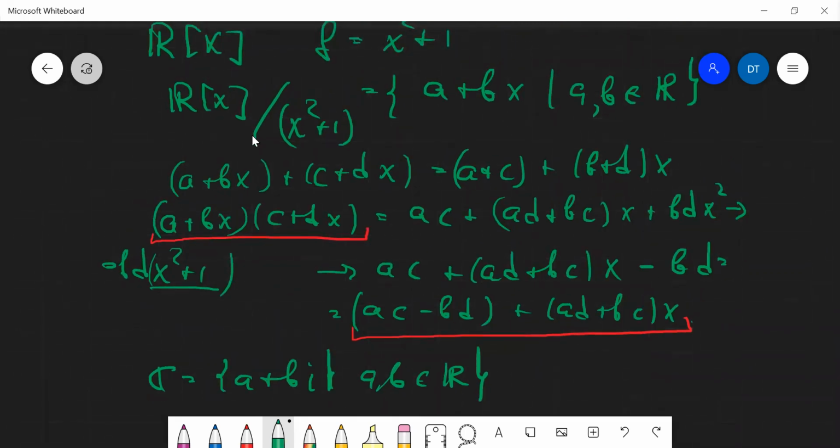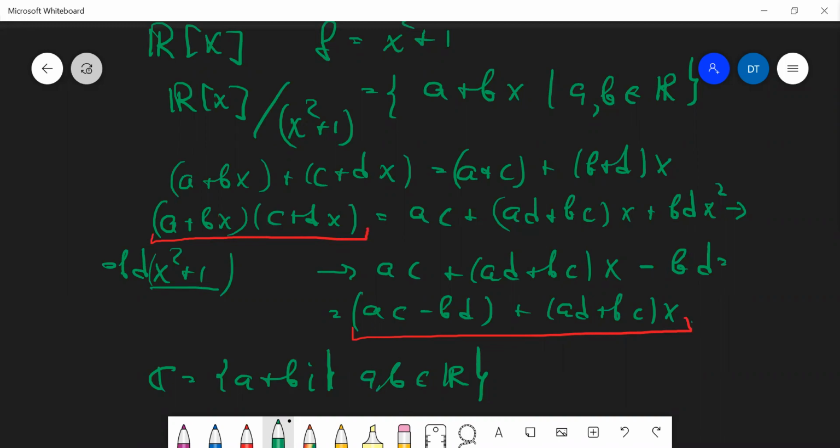So basically, what we have here is the field of complex numbers, where X can be identified with I. So the ring of remainders for the polynomial ring is a way to produce new interesting rings. And for example, here we can even produce the field of complex numbers.